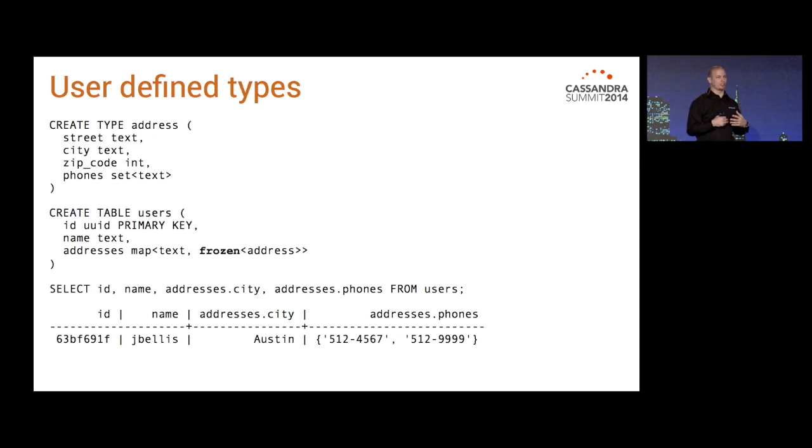So once I have that type created, that table created, I insert some data, I can pull out fields from that without having to pull the whole address type. So the frozenness only really applies to updates. I can still pull out individual pieces of that in my select, as I've illustrated here.